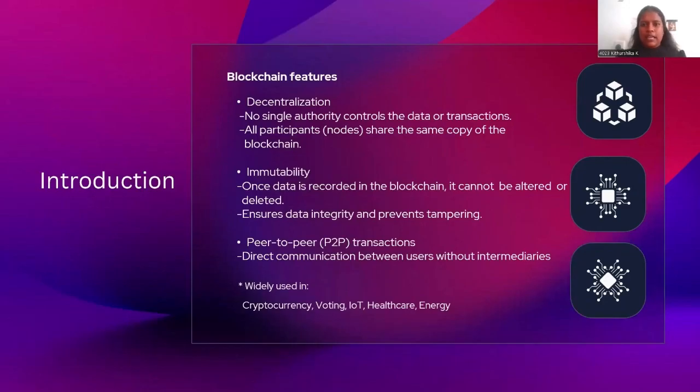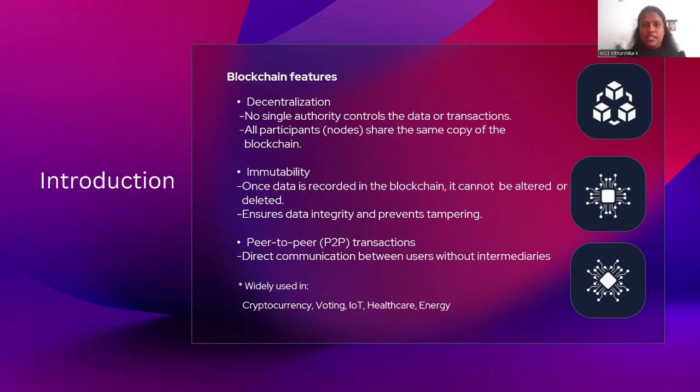First we will see why modern technology is moving towards blockchain technology. What are the features for that? We will see them one by one. The first thing is decentralization. It means no single authority controls the data or transactions in the blockchain, and all the participants share the same copy of the blockchain.